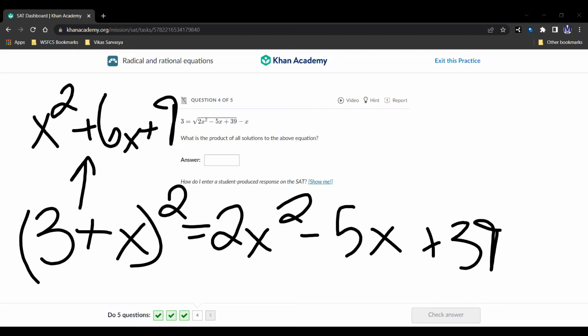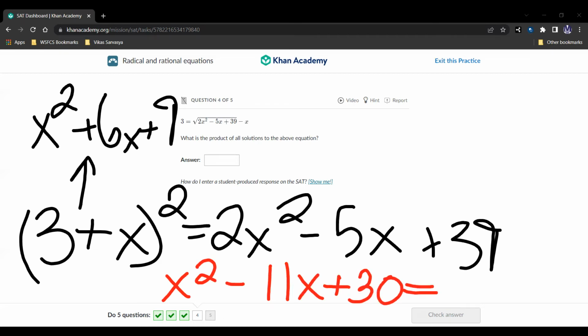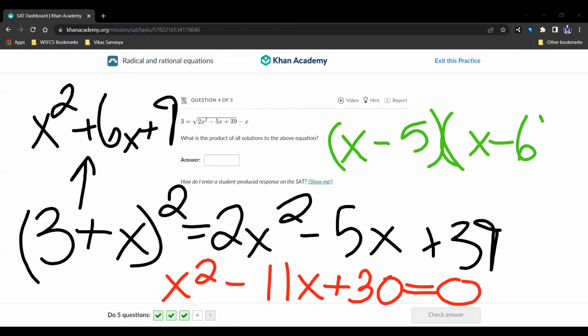Here, and we get x squared. All right. Now factor that into x minus 5 times x minus 6. And at any point you don't immediately see how to factor, you can always use the quadratic formula. So we end up with our solutions being 5 and 6.